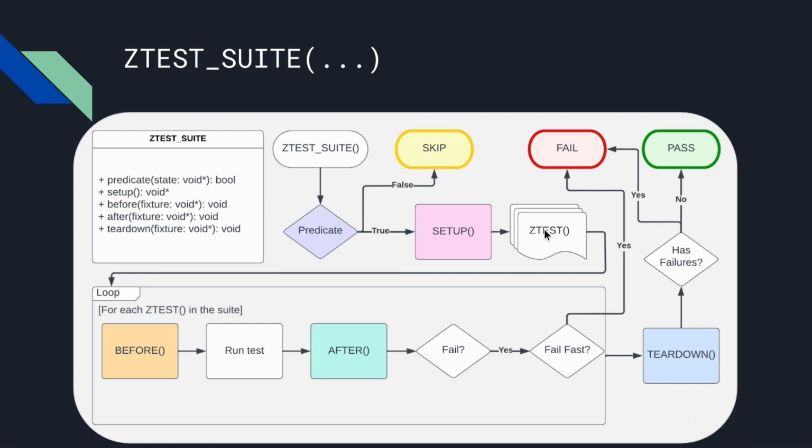We then iterate through all the unit tests. For each test, we'll run a before function. Then we'll actually run the test, followed by the after function. If the test fails and fast fail is enabled, we'll bail from the executable. Otherwise, we'll continue running all of the unit tests in the suite. Once they've all run, we'll run the suite's teardown function and determine whether the suite passed or failed.